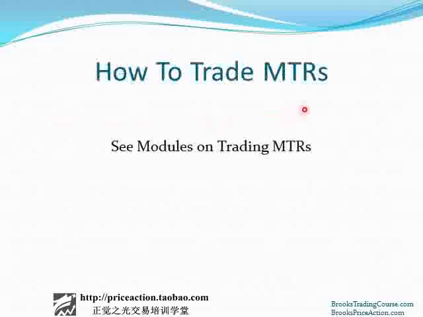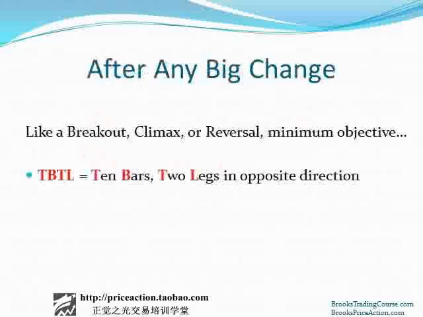So how do you trade major trend reversals? I have a series of modules about trading major trend reversals later in the course. After any big change, like a breakout, a climax, or a reversal, a major trend reversal, the minimum likely objective is TBTL, 10 bars, 2 legs in the opposite direction. So if you have a bear trend and then a major trend reversal bottom, you should look for at least 2 legs up and at least 10 bars.